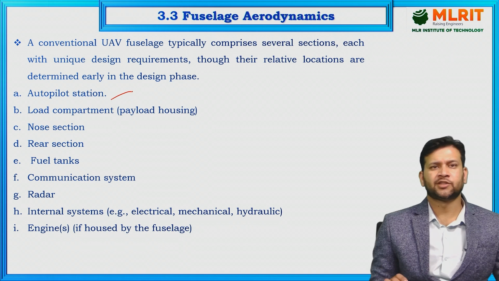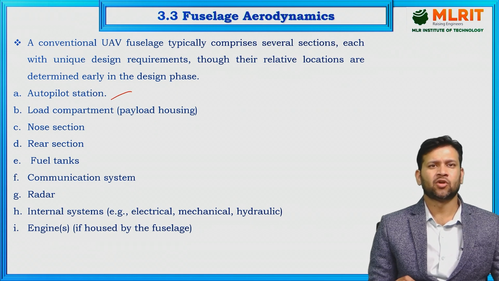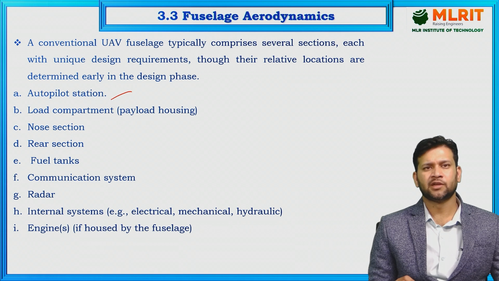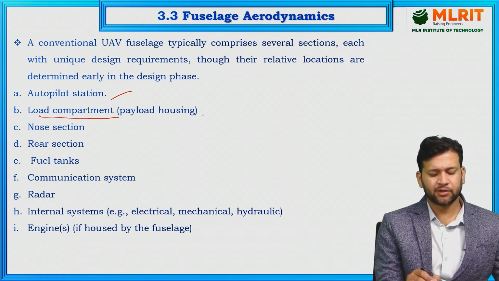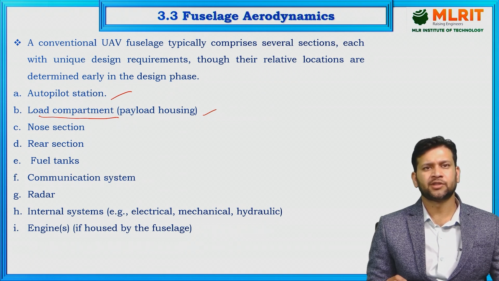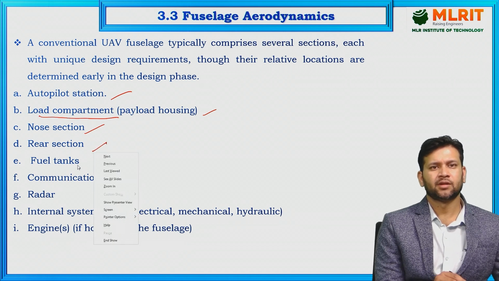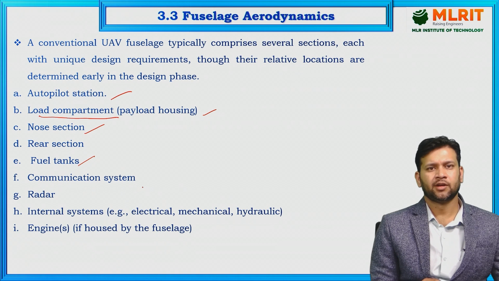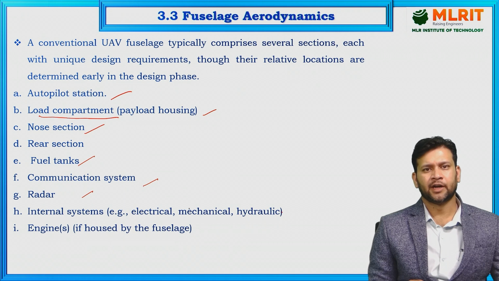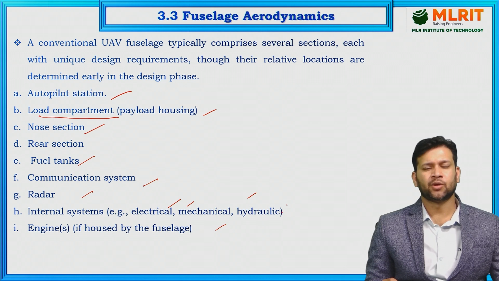First one, autopilot station. What kind of autopilot system is needed for unmanned air vehicle design? Based upon the configuration, this autopilot system is being housed inside the fuselage. Then load compartment, what all the payloads it will be carrying. According to that, the cross section will be designed. Next, nose section, rear section, fuel tanks, communication system, radar, internal systems for electrical, mechanical and hydraulic, engines if it is housed by the fuselage.